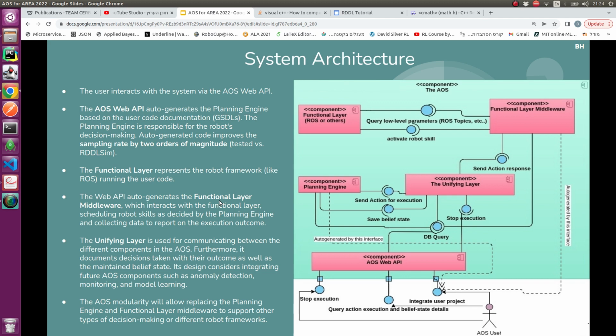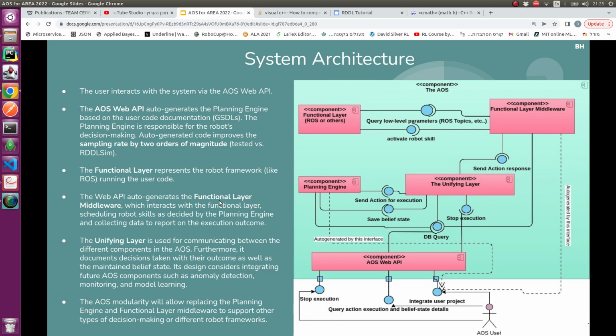The unifying layer is used for communication and storing statistics. The functional layer middleware is the section that actually activates the selected skills on the robot framework. The functional layer is the robot framework, and after it activates a skill code, it listens to public data that is published on the framework, and also receives the return response of the code, and from all of this it calculates an observation which the planning engine can reason with.